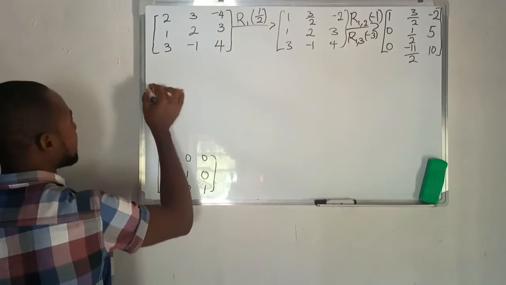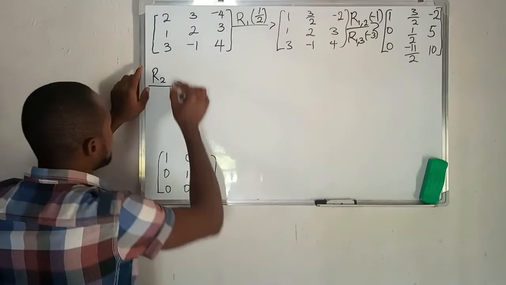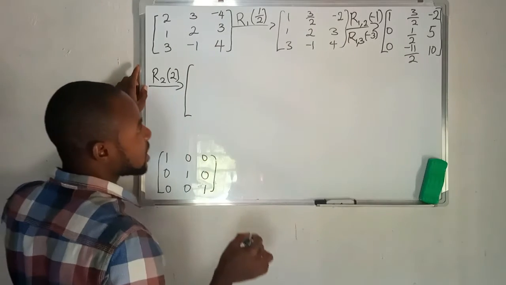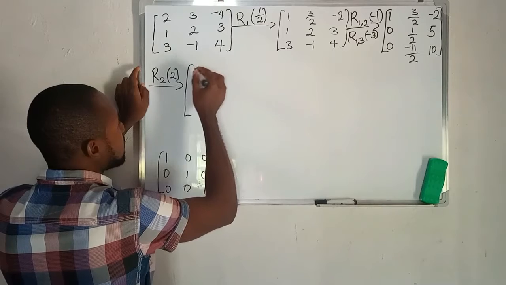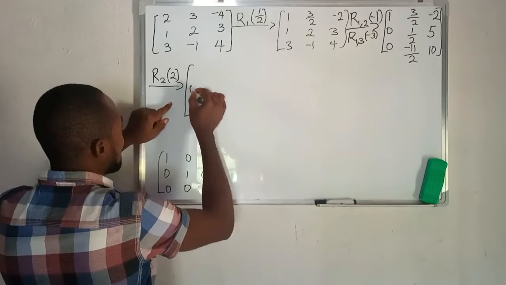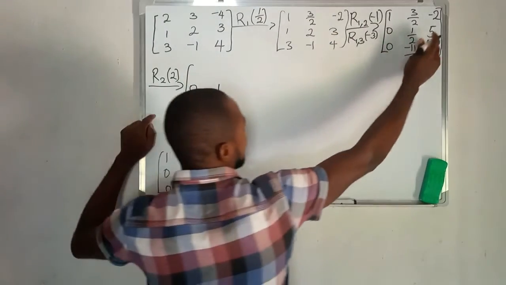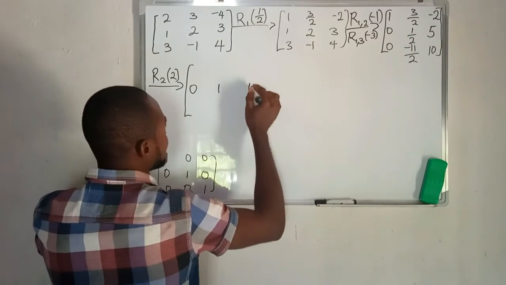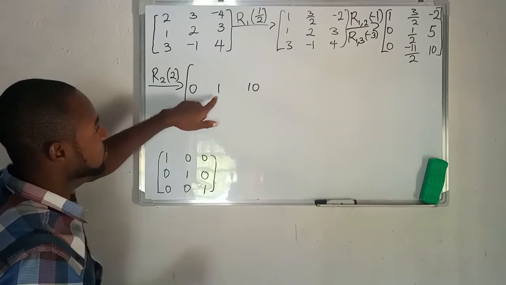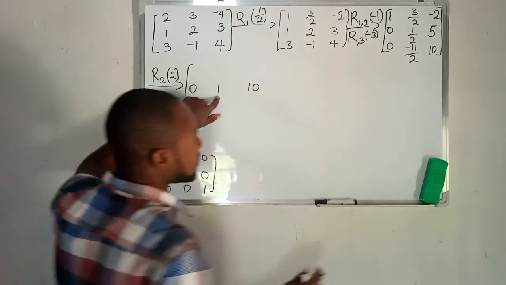And so we have R2 by reducing the second row, and then we'll have R2 times 2. So multiplying everything in the second row by 2, the first row will still remain the same. Or let me just write out the second row. So multiplying the second row by 2, we have 0. And then multiplying this with 2, we have 1 here. And then multiply this with 2, we have 10. And after doing this, the next thing that we'll now do is we try to use this one to reduce every other thing in that column.